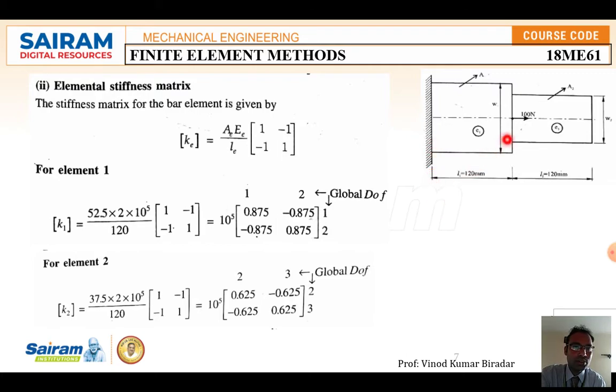This is node number 1, this is node number 2, right here node number 1 and 2. This is called the global degree of freedom. Okay, so node number 1 2.